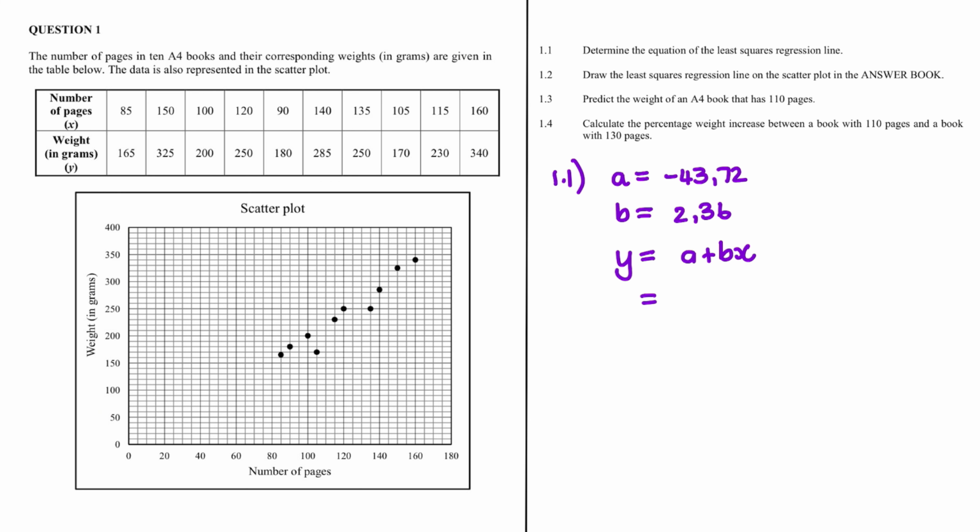So the equation of the least squares regression line is negative 43.72 plus 2.36x. So a common mistake is that students place the x with the a value instead of the b value. But on your calculator, it gives the equation as a plus bx.